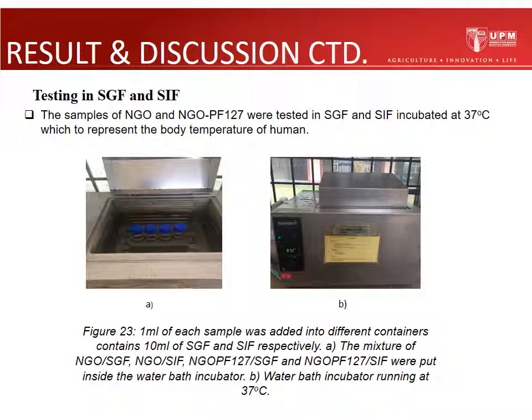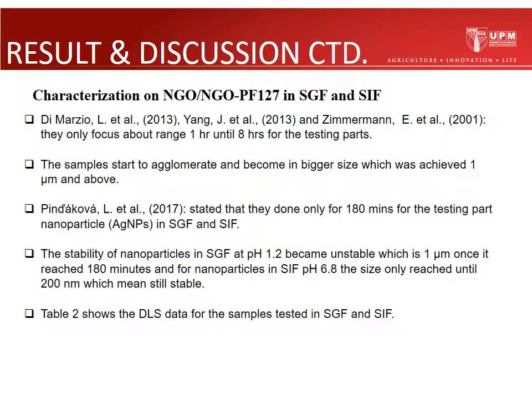Next, move to testing in SGF and SIF. The samples used are NGO and NGO PF127. As you can see in figure A and figure B, this is the water bath incubator operated at 37 Celsius. Now move to the important part, which is the characterization on NGO and NGO PF127 in SGF and SIF.